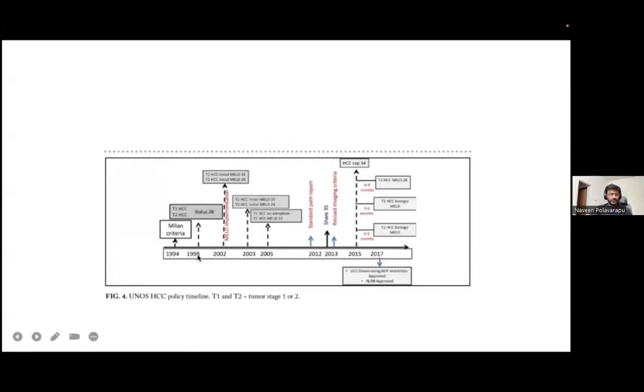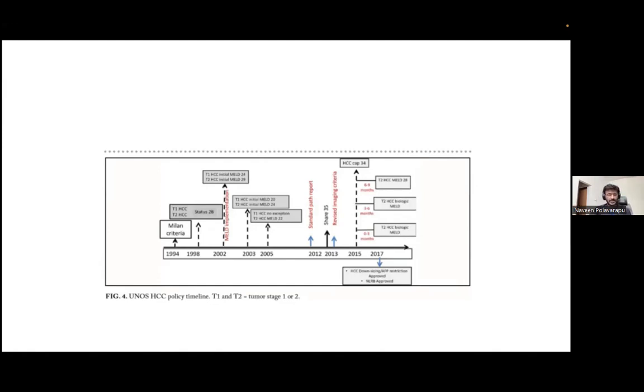So the Milan criteria, as I said earlier, was introduced in 1994. But really, it's MELD. It has been used by UNOS, introduced in 2002, which has actually changed the picture. The reason MELD was introduced was to make sure that the more severe patients we have picked up will get an earlier transplantation compared to the first come first serve basis.